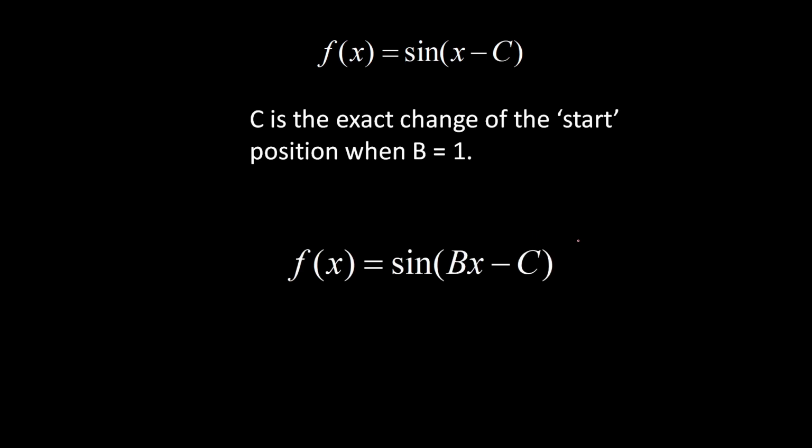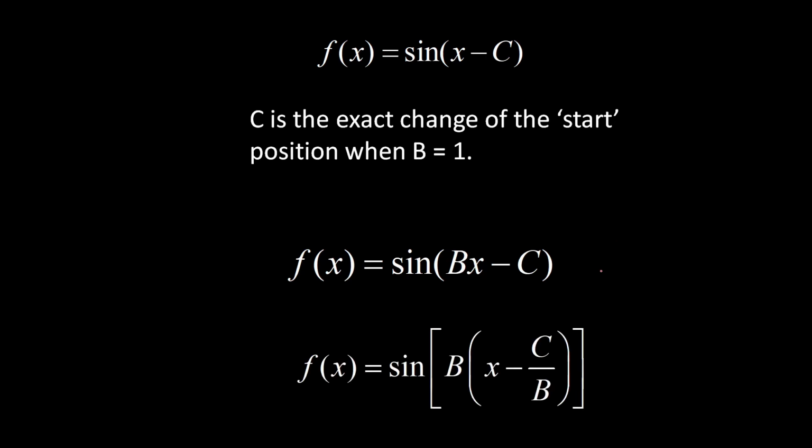However, when b is not 1, then the phase shift is no longer exactly c. In other words, it has to be in the form x minus c. Has to be in this form. But it's not anymore. Now we have bx minus c. And there's a way to get this form to look like this one. And we can do that by factoring out this b. Like this.